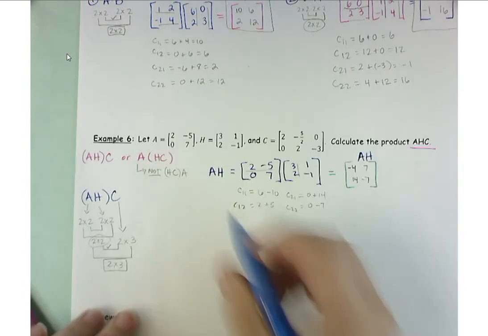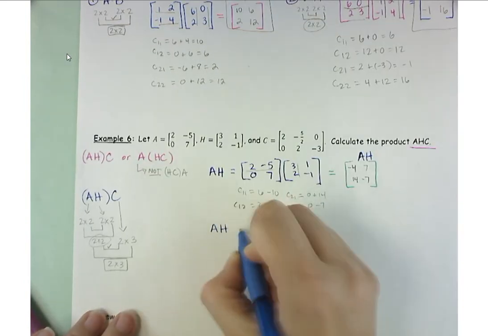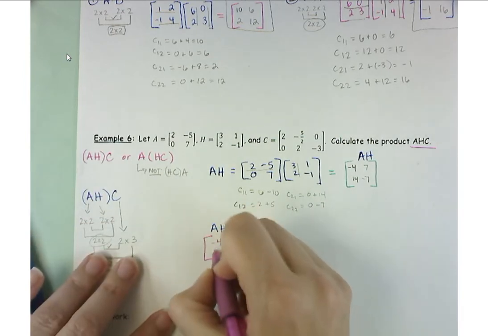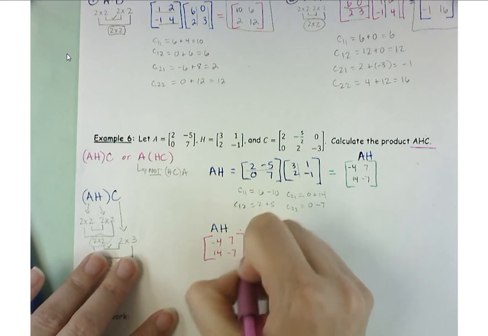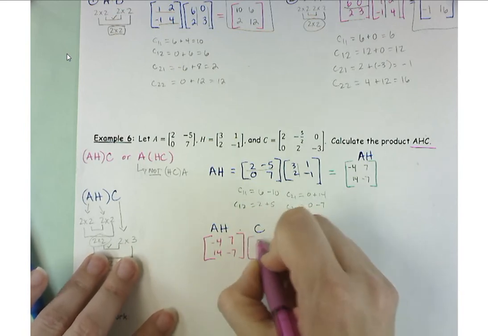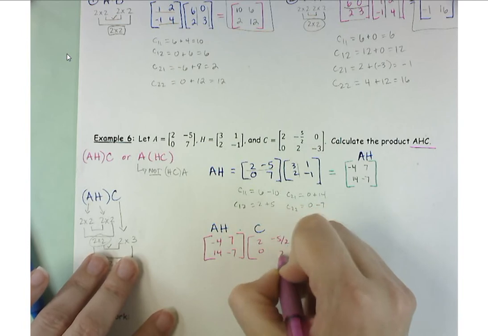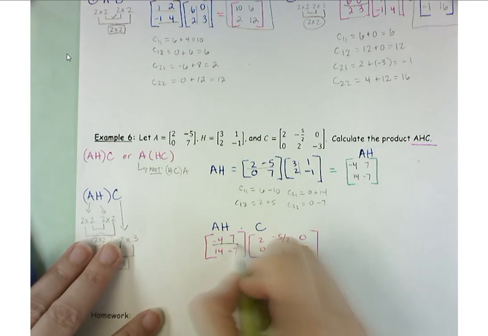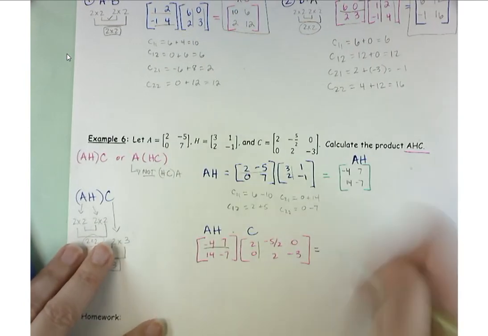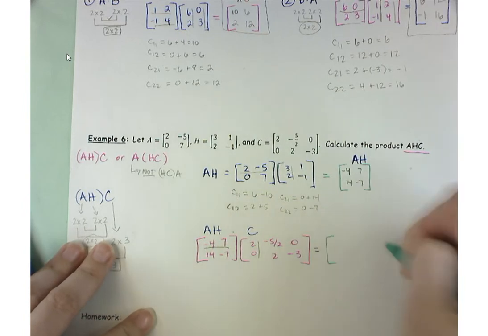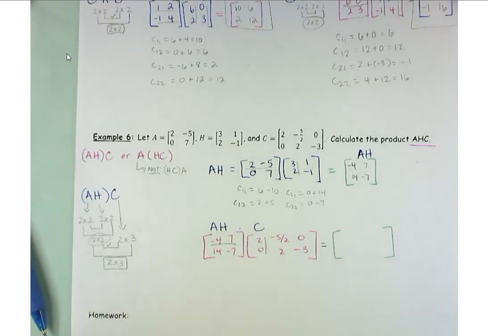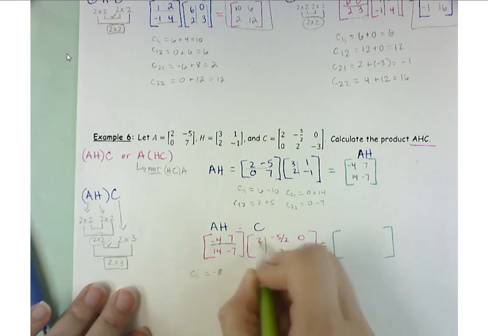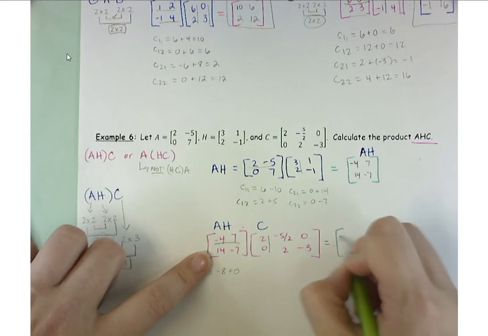So now, when you do AH times C, you can write out negative 4, 14, 7, negative 7, times C, which is 2, 0, negative 5 over 2, 2, and then 0, negative 3. Okay, so we're going to do the row by the column. And then this one's going to be just a little bit longer. So we know this is going to be a 2 by 3. So first row, first column, negative times positive is a negative, plus 0. So this will be negative 8.